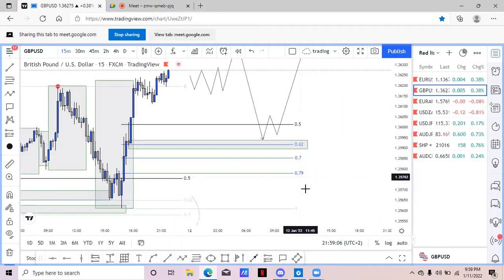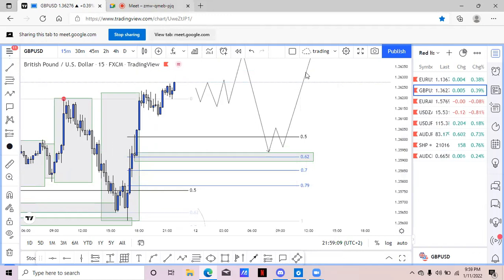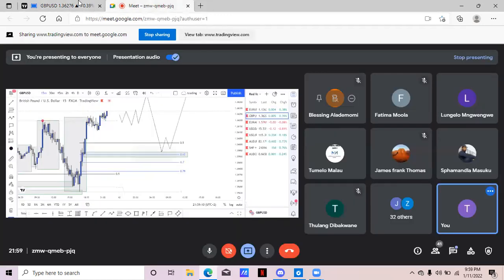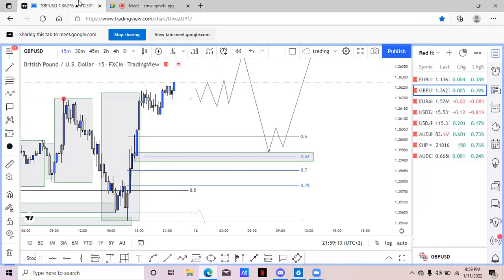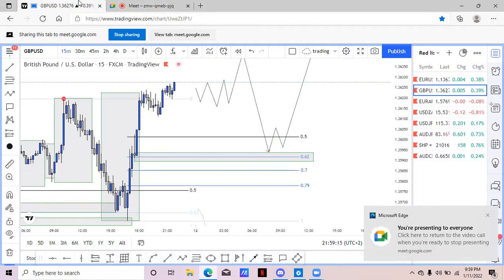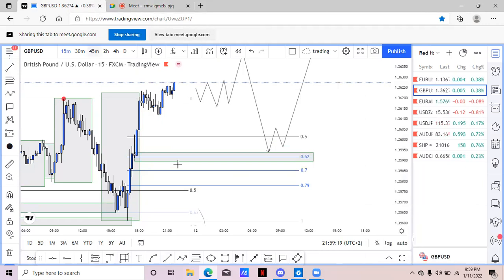These levels, I hope now you can see them clear. Can you? Can you see them clear now? The 0.79, the 0.62. So that's why I'm most likely to take my entry, you know. Get it?